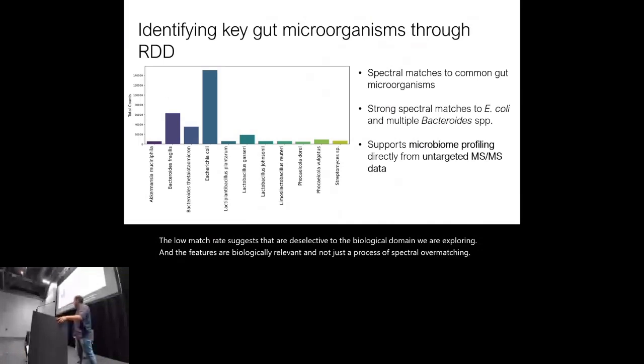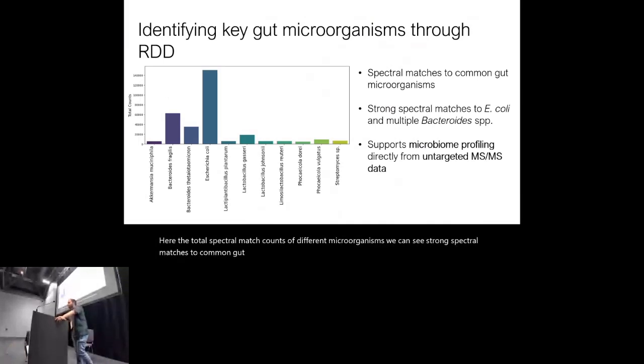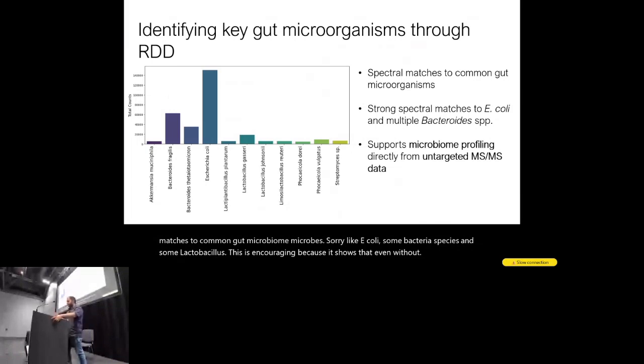Here are the total spectral match counts for different microorganisms. We can see strong spectral matches to common gut microbiome microbes, like E. coli, some Bacteroides species, and some Lactobacillus. This is encouraging because it shows that even without specific compound identifications, we can pick up signals from key gut species directly from untargeted MS/MS data. It supports the idea that RDD can be used for microbiome profiling by comparing unknown features to a curated microbial reference dataset. This is still work in progress, but the results are very promising.